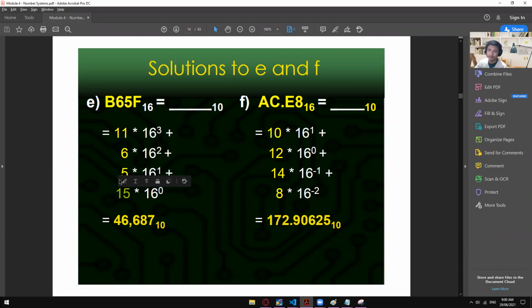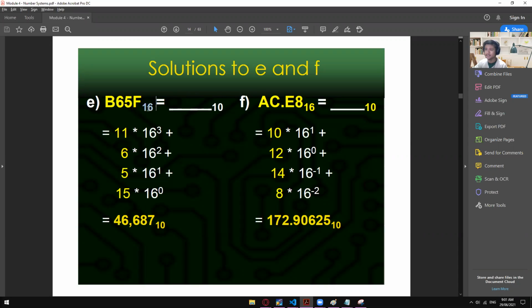Okay, so starting from 10, it's already A. So just increment it. Okay, 10, 11 up to 15. And the same with letters, it's ascending. So A, B, C, D, E, F. Okay, that's basically the pattern that you can remember or memorize when it comes to hexadecimal. So B is 11. 6 is still 6. 5 is still 5. And then F is 15.